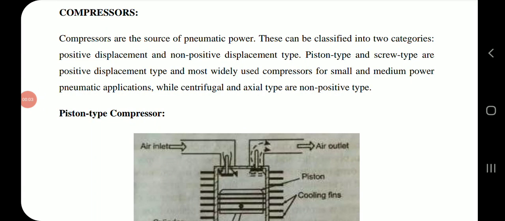Compressors. Compressors are the source of pneumatic power. These can be classified into two categories: positive displacement and non-positive displacement type. Piston type and screw type are positive displacement type and most widely used compressors for small and medium power pneumatic applications, while centrifugal and axial type are non-positive type.